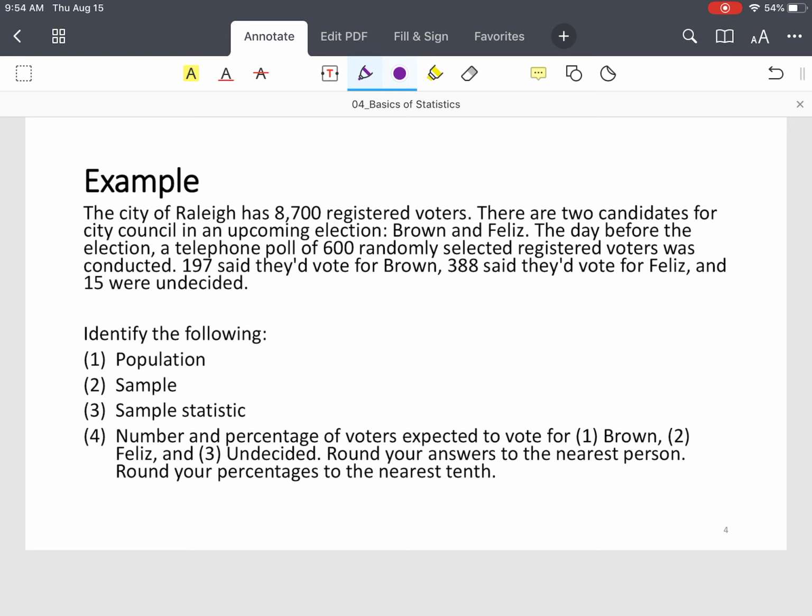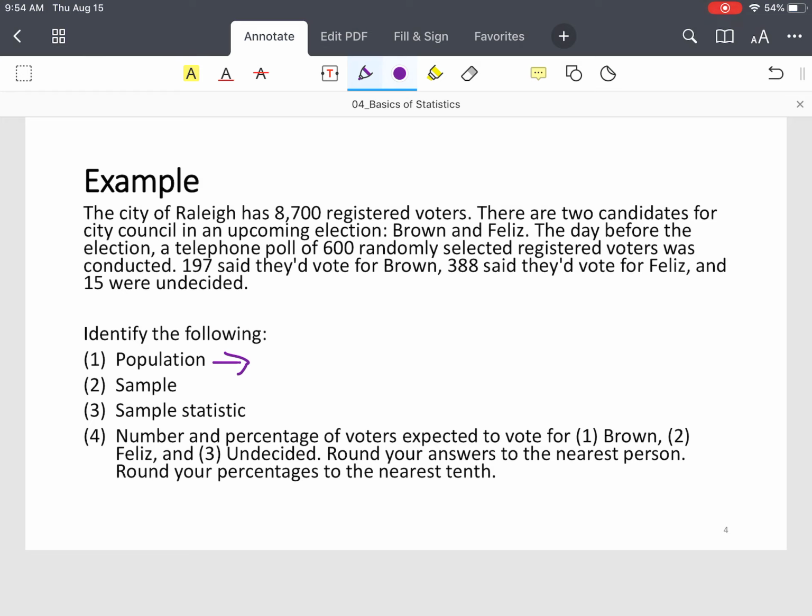So now we've got 4 things we want to identify: the population, the sample, statistics, and then we're going to apply those to answer question 4. The number and percentage of voters expected to vote for Brown, Feliz, and who are undecided. We want to round to the nearest percent, or the percent to the nearest tenth, and people to the nearest person. All right, so let's start out with population.